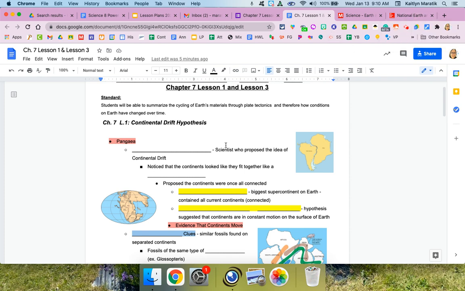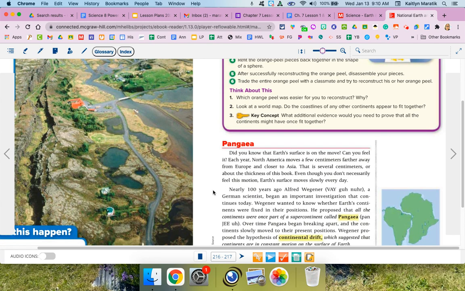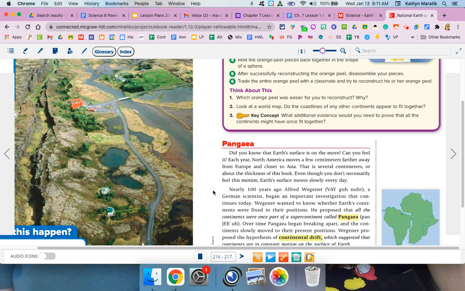So who is the scientist that proposed the idea of continental drift? So here we go, Pangea. Did you know that Earth's surface is on the move? Can you feel it? Each year, North America moves a few centimeters farther away from Europe and closer to Asia. That is several centimeters, or about the thickness of this book, or a textbook in general, that would be. Even though you don't necessarily feel this motion, Earth's surface moves slowly every single day.